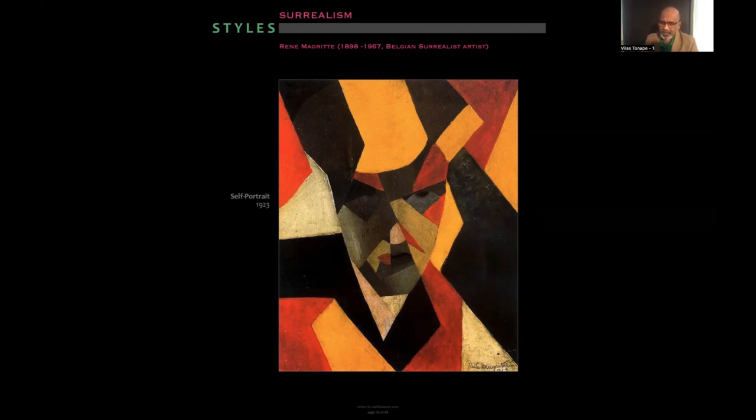So the traditional valuation of all the classical elements was challenged here in a very strange manner and a very pleasant manner, if you will, a provoking, pleasant manner. So you see that in this self-portrait by René Magritte. Magritte was an important artist in that regard. If you see some of his surrealist paintings, you will know who that is because he's very famous for some of his surreal paintings. But this particular painting is not so famous of his.